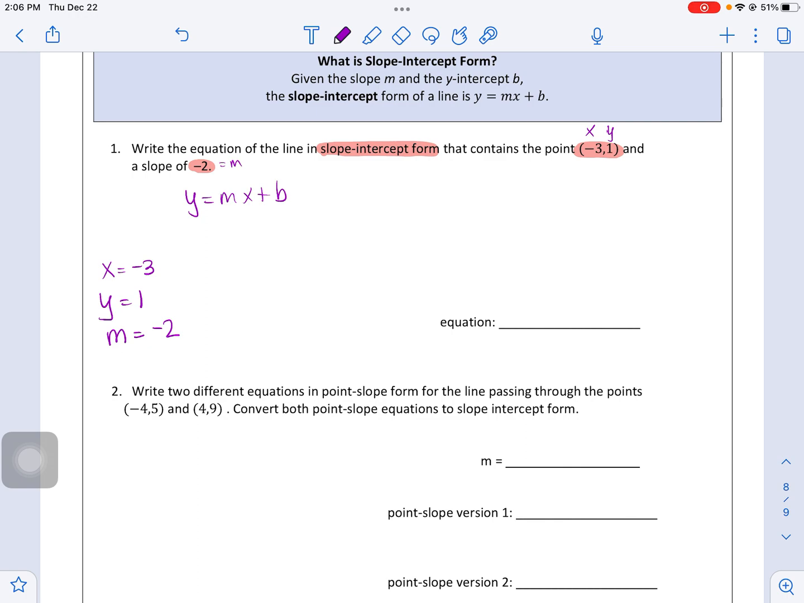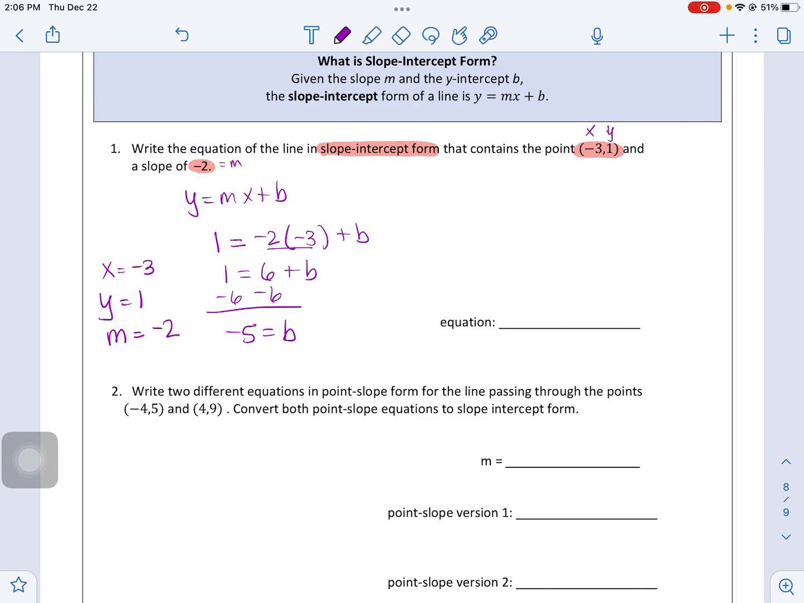So y is 1, equal sign, m is -2, so -2 times the x value, which is -3, plus the b. We don't know the b, the y-intercept. So that's what we have to solve for. So 1 equals -2 times -3, which is +6, plus b. 1 minus 6, -5 is the b value.